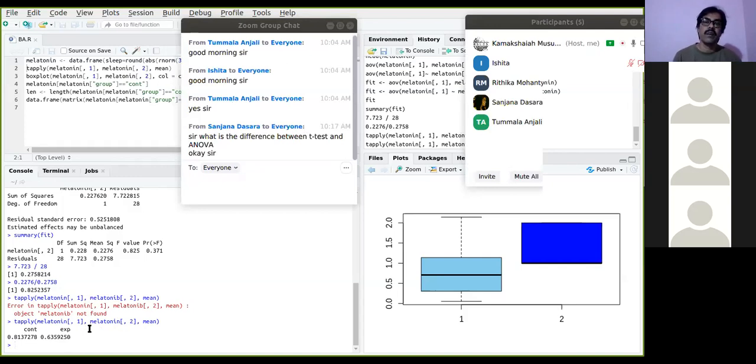So I explained to you how to perform the ANOVA by using a data set, melatonin. And I simulated the data set. It's not a true data set. It would take me a lot of time to download and use that data set for statistical analysis. That is why I just simulated within this RStudio and explained.